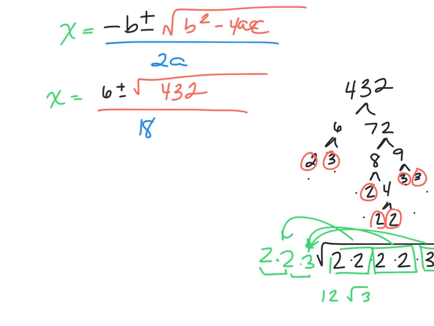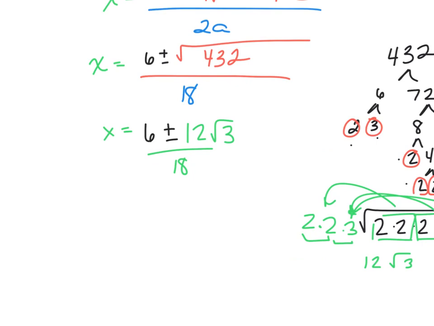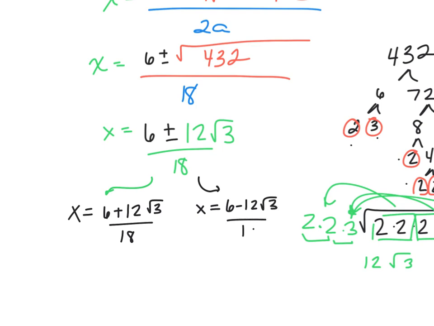So I can now substitute that in for 432. So I have x equals 6 plus or minus my 12 radical 3 over 18. I can break it apart and get x equals 6 plus 12 radical 3 over 18, or x equals 6 minus 12 radical 3 over 18.